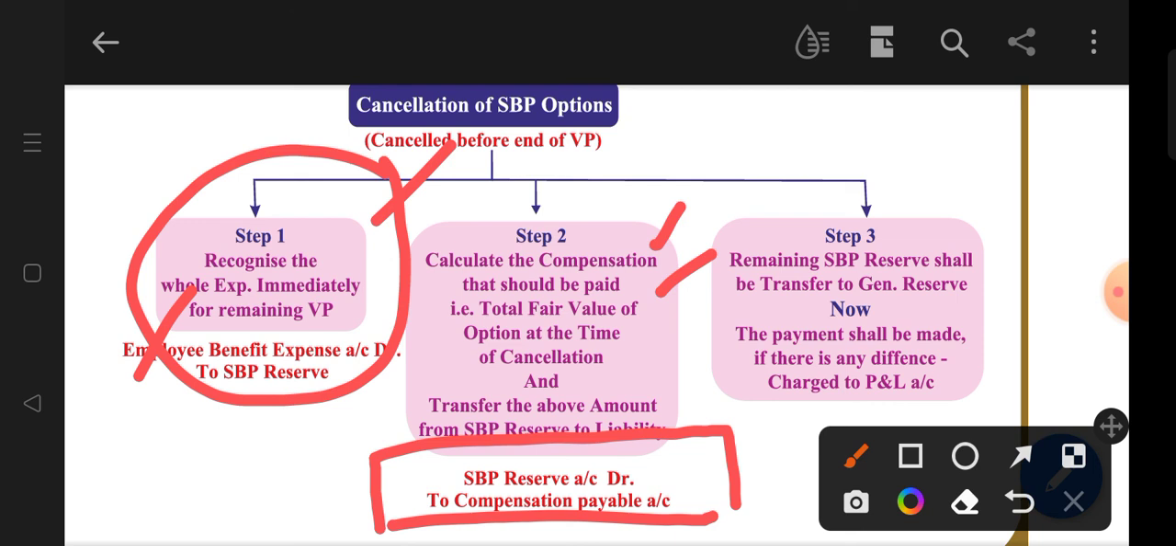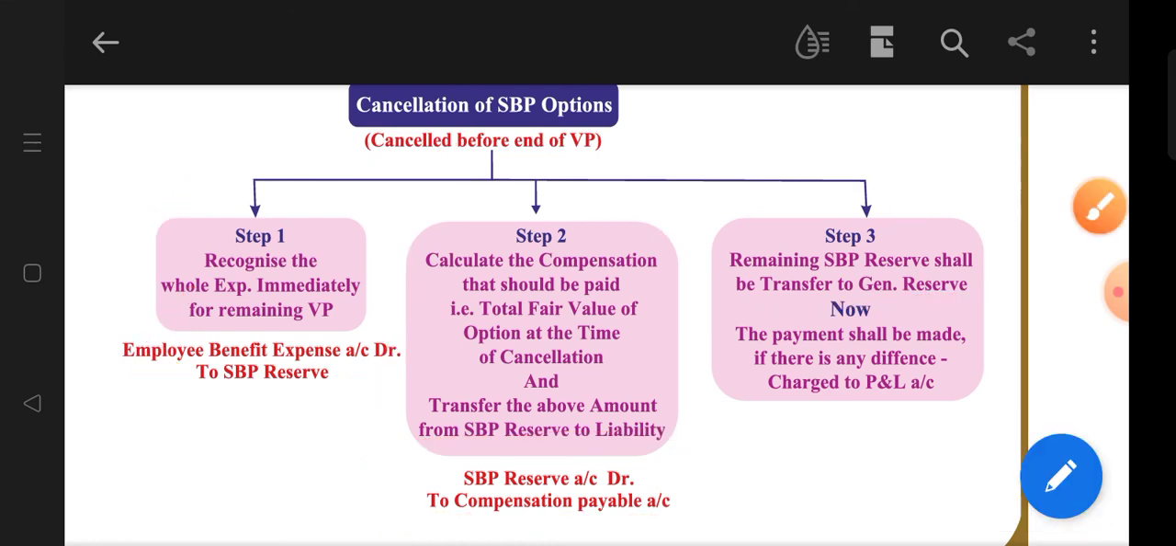Now, the remaining share based payments reserve, what do we do with it? The remaining share based payment reserve has to be transferred to the general reserve or P&L. The payment shall be made, and the difference will be charged to the P&L. Any amount in the share based payments reserve should be transferred to the general reserve. This is the cancellation of the share based payments.